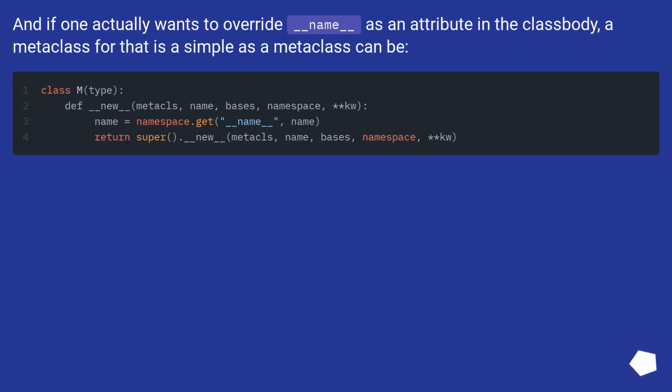And if one actually wants to override __name__ as an attribute in the class body, a metaclass for that is as simple as a metaclass can be.